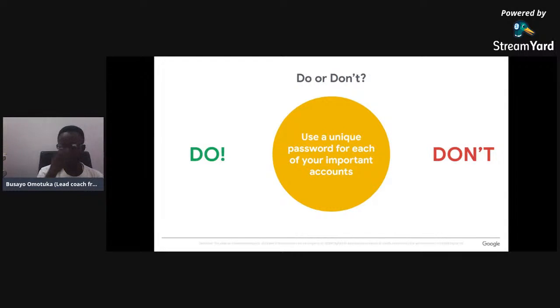The first example is: use a unique password for each of your important accounts, do or don't? So for each of your important accounts, use a unique password. Does that make sense? Is that what we want to do? Do or don't? You ask the students and they give you the answer. It's actually do. You use a unique password for all your accounts, so each account should have its own unique password.